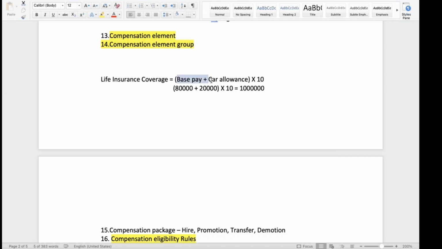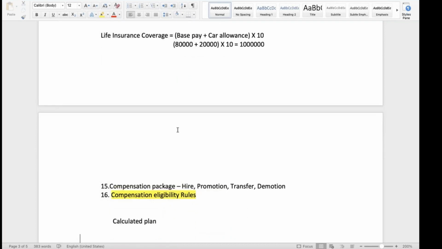Base pay is a compensation element, car allowance is a compensation element. So we're grouping these two, base pay and car allowance, into one compensation element group, and we are putting this formula. Okay, and don't worry, this is not part of compensation, it is part of benefits, but they have the dependencies on our base pay plus car allowance.